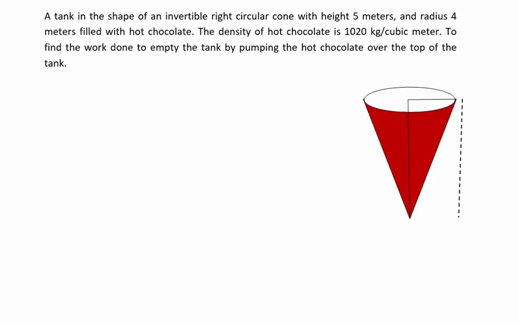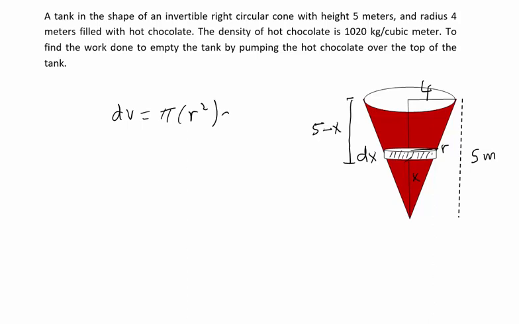So it is filled with hot chocolate. We are considering a small slice here with thickness, say, delta x. As you see here, if I consider this length from the slice to the bottom as x meters, the radius of this small slice is r, and the thickness is delta x. So the volume of this small slice, let me call it dV, will be pi r squared dx.